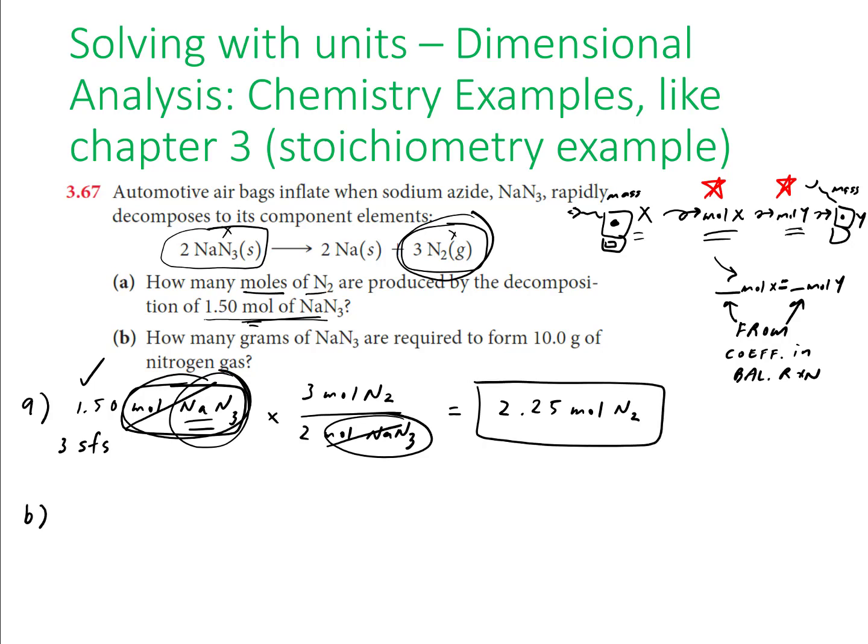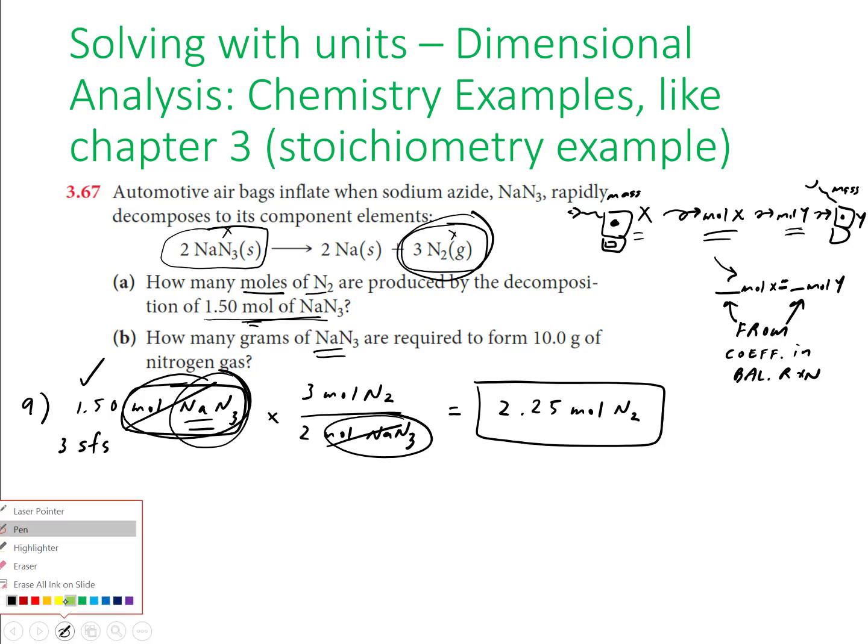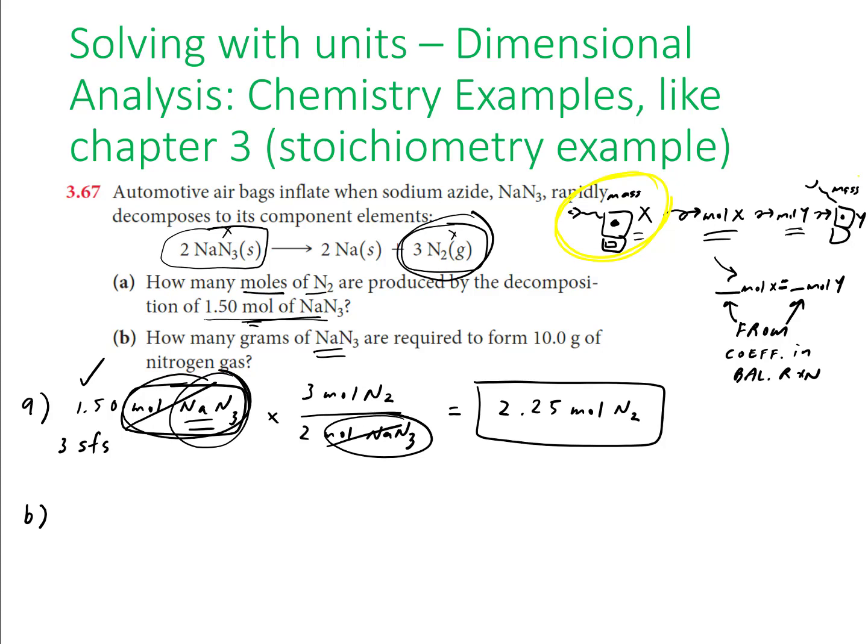And then part B, this time we're going from mass to mass. So I'm going to erase my scratch work there. This time we're going from here to here. We're going all the way across. So this is going to take 1, 2, 3 steps. We've got to get it to moles first, then mole to mole, and then the mass of the new substance.